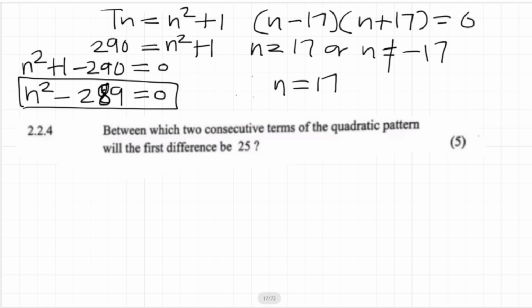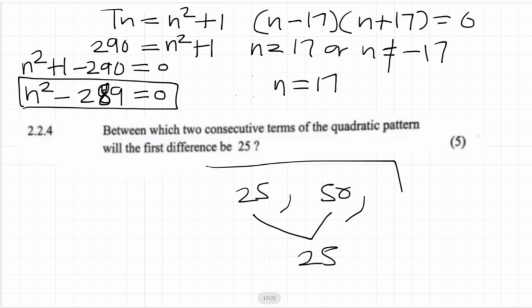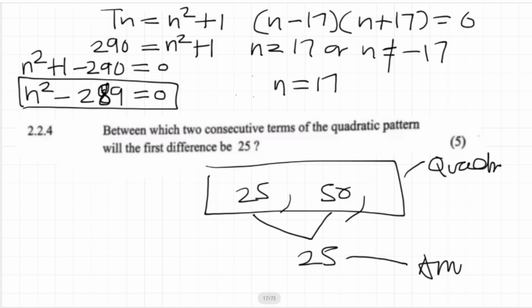For example, let me just give you an example. Since we have the first terms here, and then we have something like this, it can be, for example, 25 and 50, such that when we say 50 minus 25, it's going to give us 25. I'm just giving an example, but this number must be here. It must be a quadratic pattern. So in other words, this one is an arithmetic pattern, perfect.